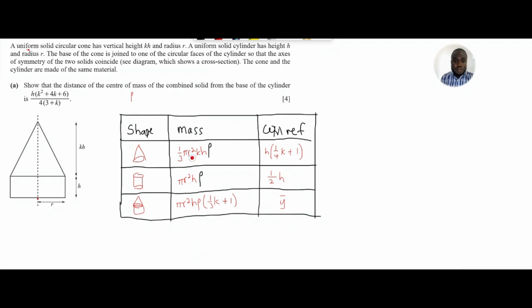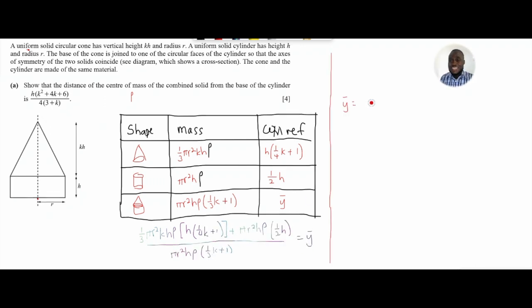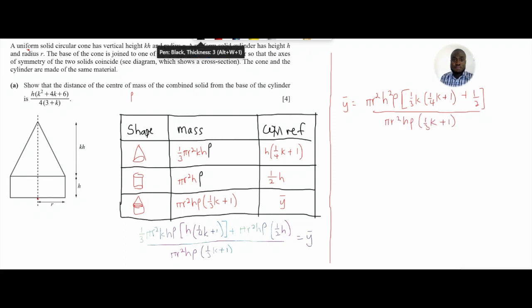Now the product of the mass and the center of mass, plus that of this mass times its center of mass, should give us the total mass times the center of mass of the combined solid. And that would mean that, now let's simplify the expression for y bar. Great. Now let's simplify this further.